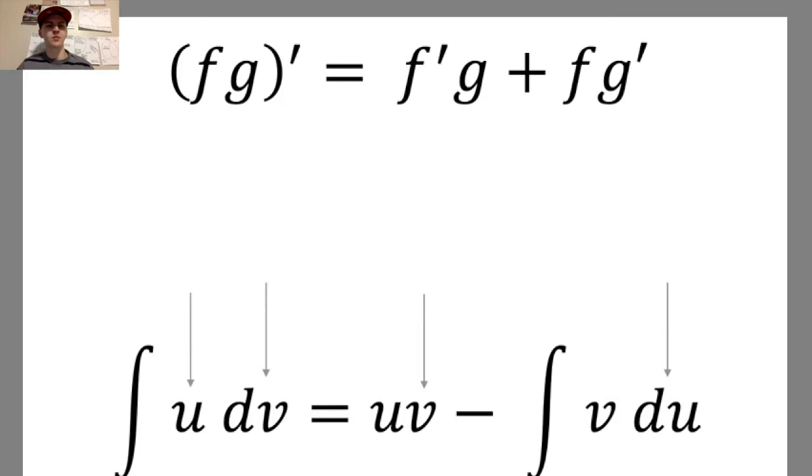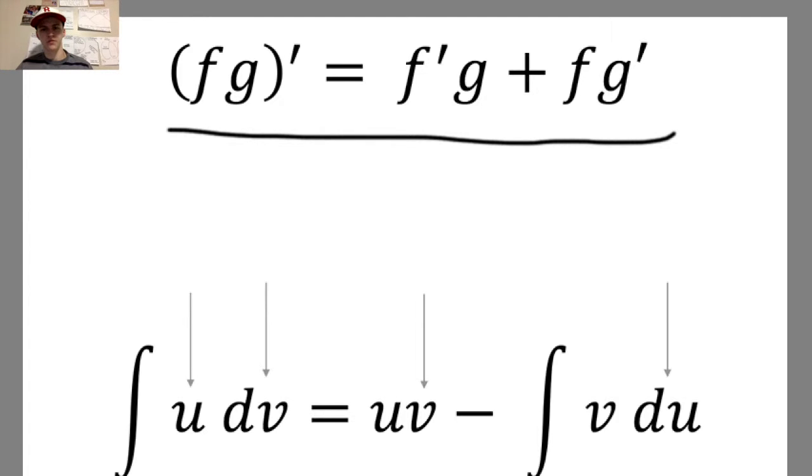So today I'm going to show you the integration by parts rule, and this is basically the opposite of the product rule from Calc 1. If you have a term fg and you want to get the derivative, you do the derivative of f times g plus f times the derivative of g.